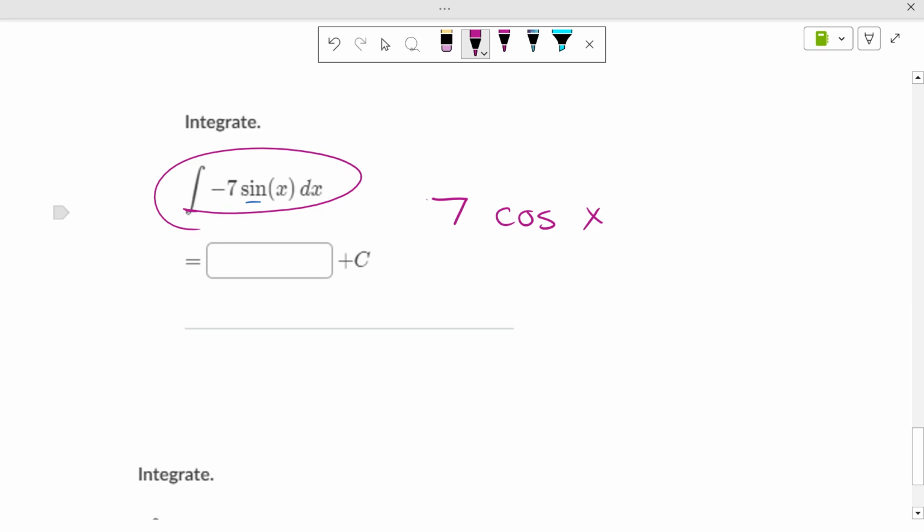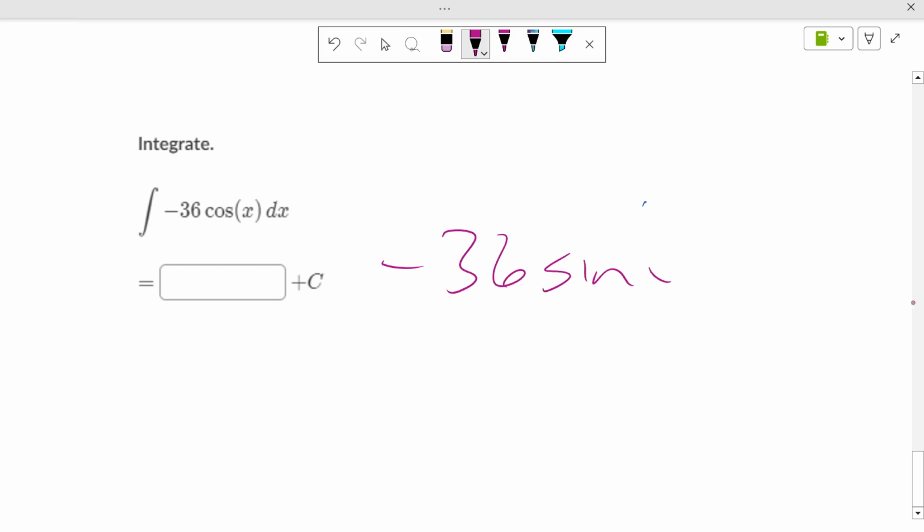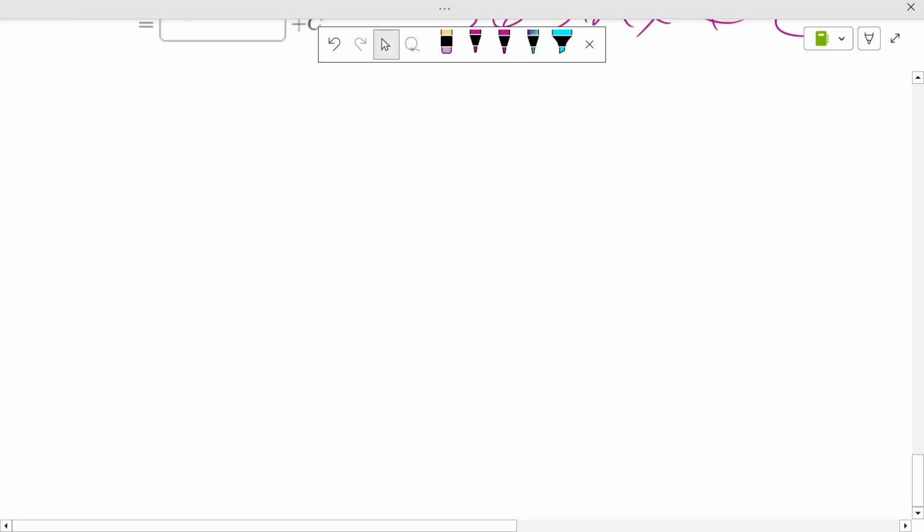Because the derivative of sine, you don't change the signs. But the integral of sine, you do change the signs. The integral of cosine, you don't change the signs. But the integral of, or the derivative of cosine, you do change the sign. So, yeah. So try not to get mixed up on that. So negative 36 cosine of x, or negative 36 cosine dx. Negative 36 sine.